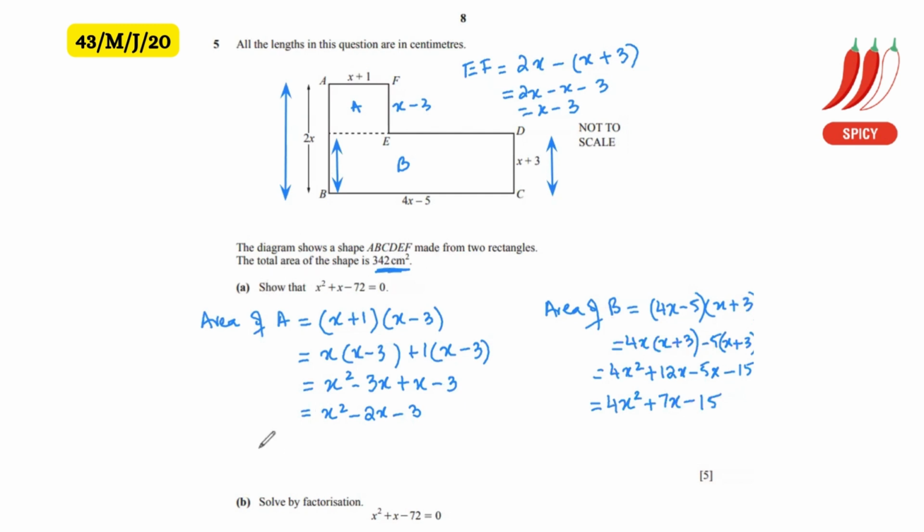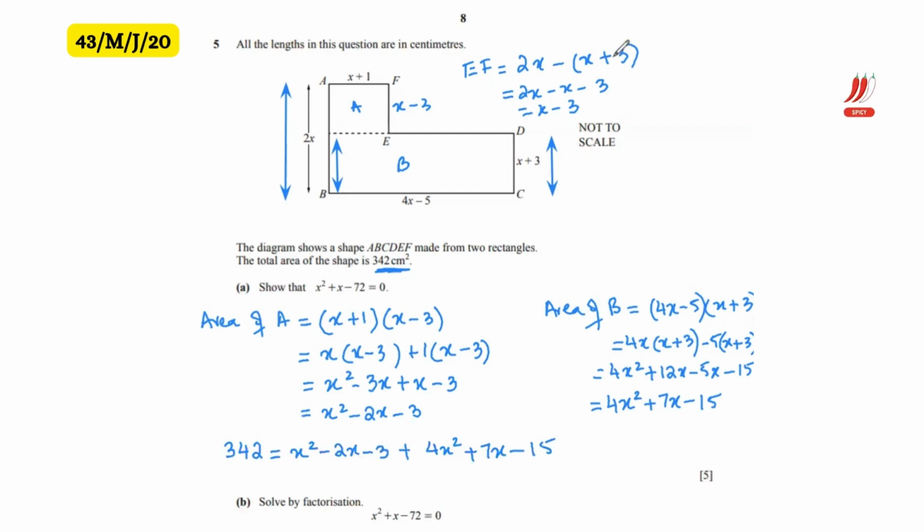Now the total area is 342. That means 342 equals the sum of these two. So x squared minus 2x minus 3 plus 4x squared plus 7x minus 15. Now, if you're wondering why I didn't add brackets around 4x squared plus 7x minus 15, the reason is because now we're adding. In addition, it doesn't make a difference if the brackets are there or not. But in subtraction, it does because the 3 would become negative as well, not just x. So that's why the brackets aren't important over here.